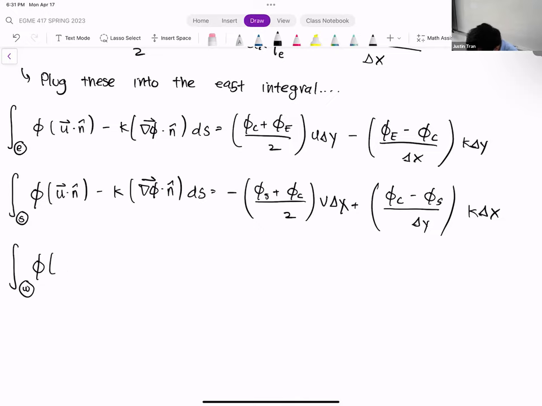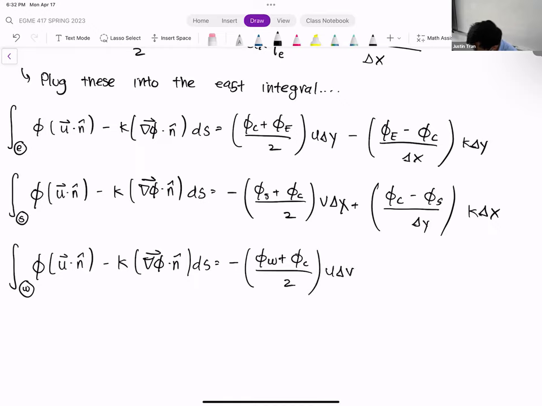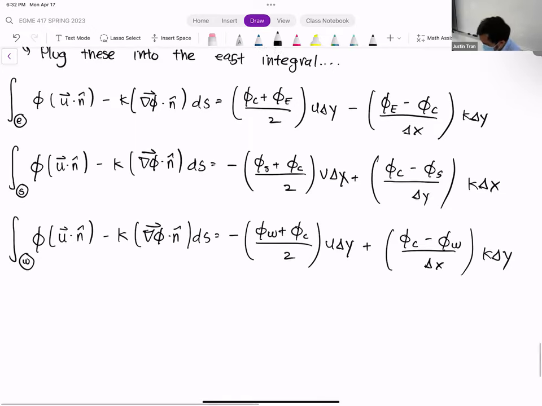So for the west integral, we have phi u dot n hat, minus (phi sub W plus phi sub C) divided by 2 times u delta y plus the diffusion term. So that's the west integral. And then we have one more for the north integral.